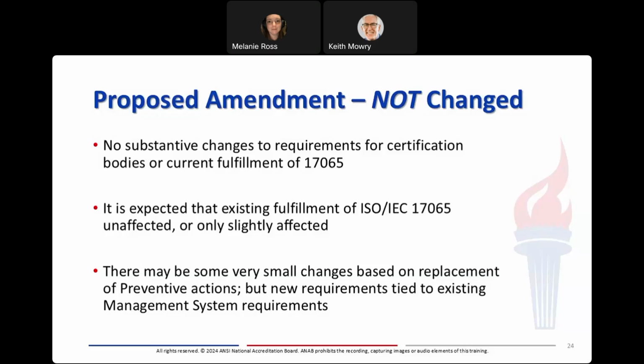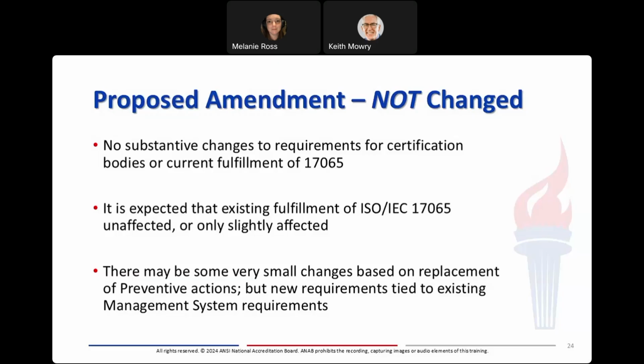Now, because there are no substantive changes to the requirements for certification bodies, there should be no significant change in the fulfillment of 17065. As a matter of fact, it's expected that the existing fulfillment, how certification bodies today fulfill 17065, will be unaffected or only slightly affected based on that change to the preventive action clause. I think when you see amended text, you'll see that the new actions to address risks and opportunities are going to fall in line with activities and the ways you fulfill other management system requirements.